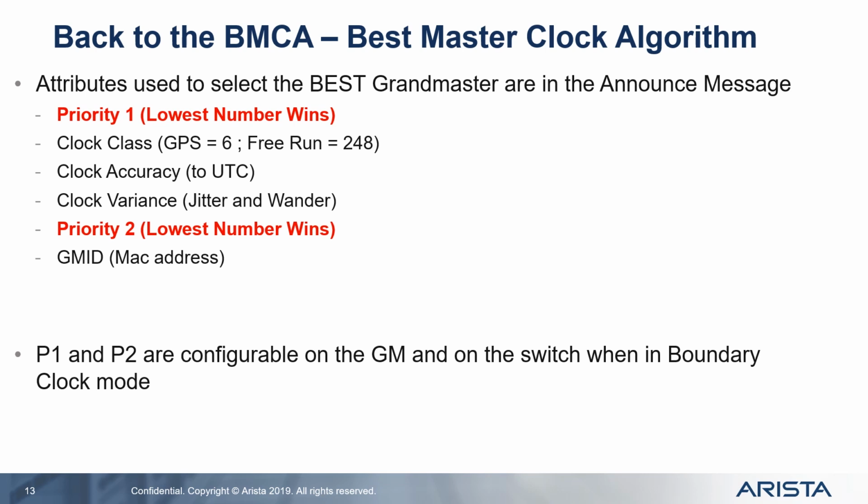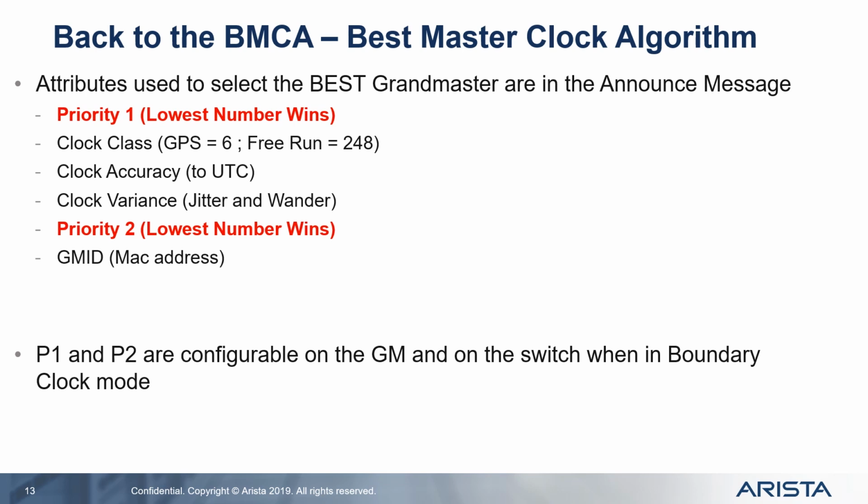So back to the BMCA, which stands for Best Master Clock Algorithm. These are the attributes that are contained in the announce message that assist with the election of a grandmaster. There's priority 1, there's clock class, so GPS equals 6 and free run equals 248, and different variations between there have different numerical values as well. Clock accuracy, clock variance, so the jitter, priority 2, and the MAC address.